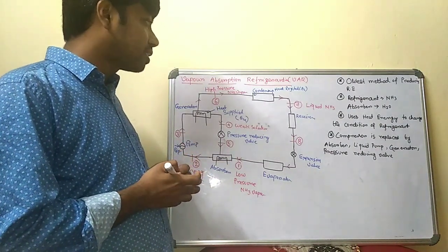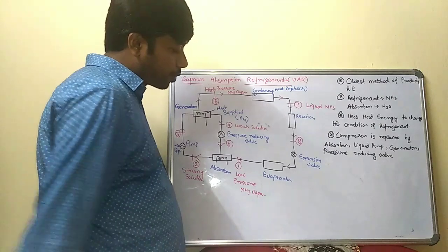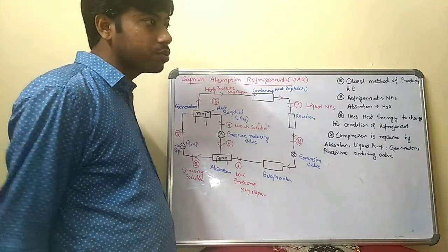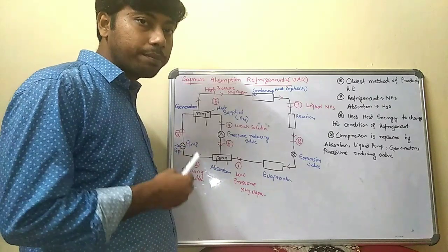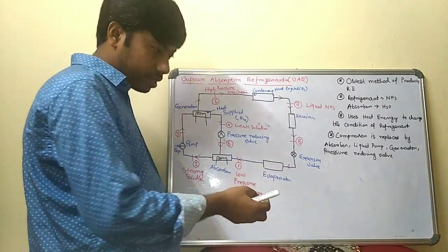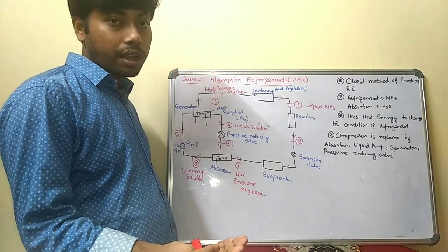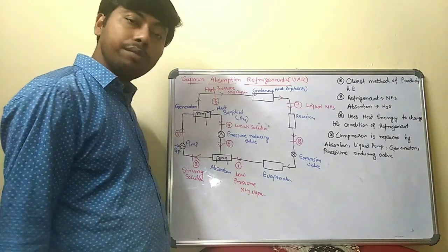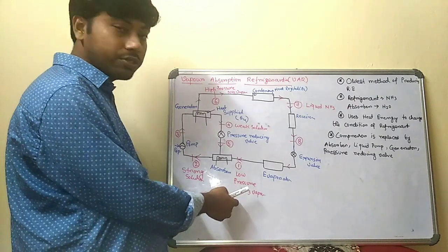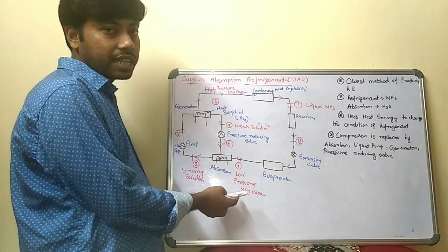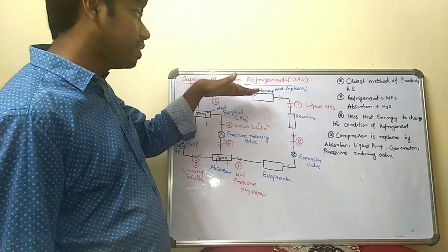Now, suppose this is the evaporator. The main function of the evaporator is to absorb heat from the system so that it maintains low temperatures. After absorbing heat from the system, the refrigerant changes phase: low pressure liquid ammonia transforms into low pressure ammonia vapor, because ammonia is used as the refrigerant.